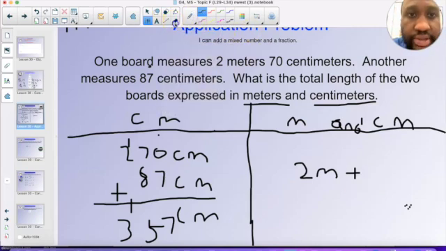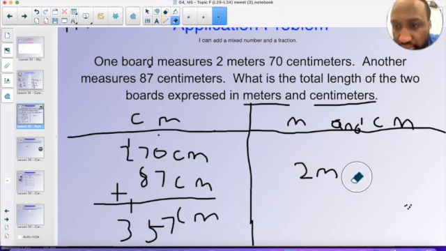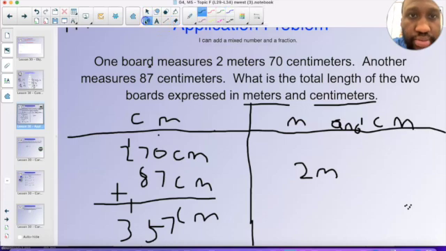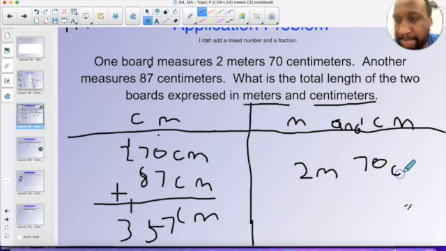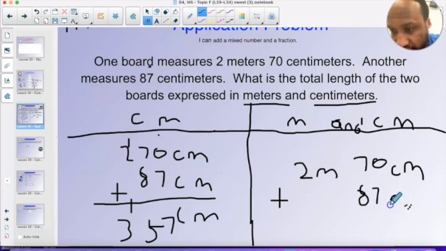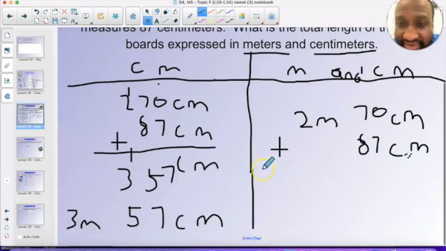I want to go to eraser. So let me erase this. Go back to my marker. All right, cool. And I have 80 and 70 centimeters. I'm going to add 87 centimeters to that. And I add that all together.